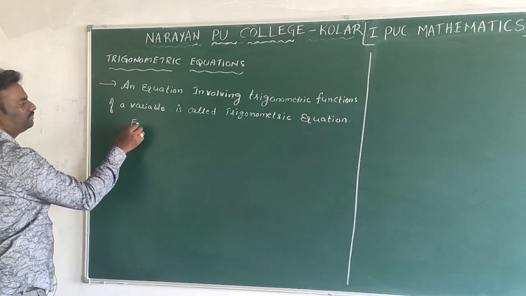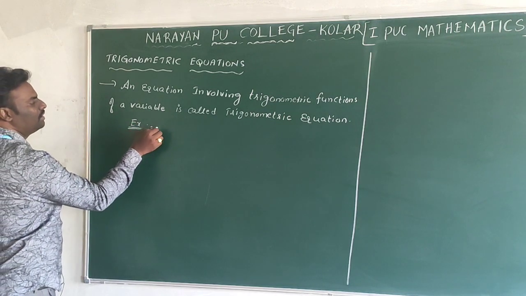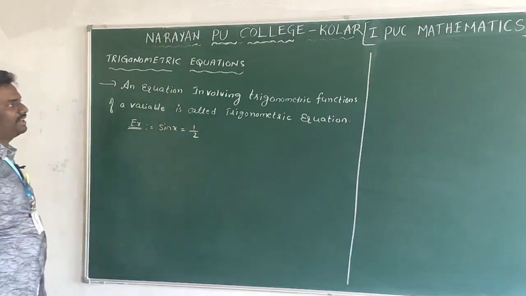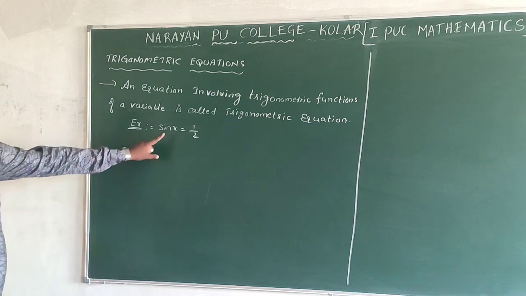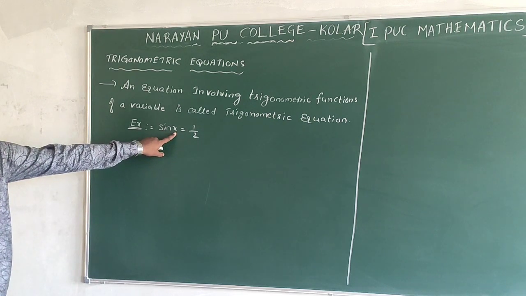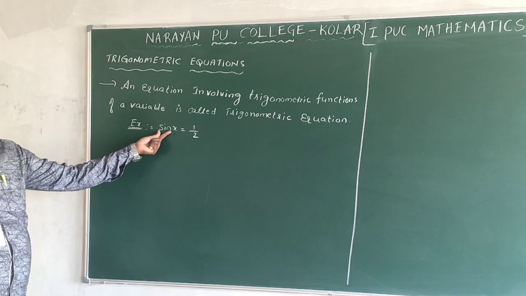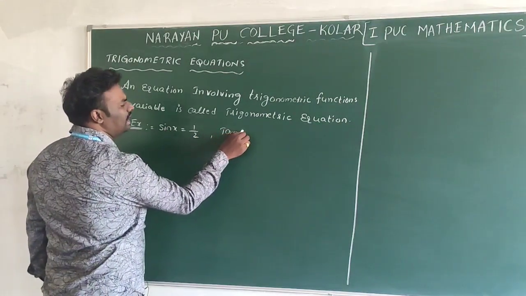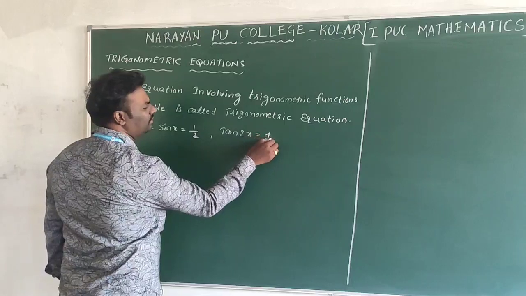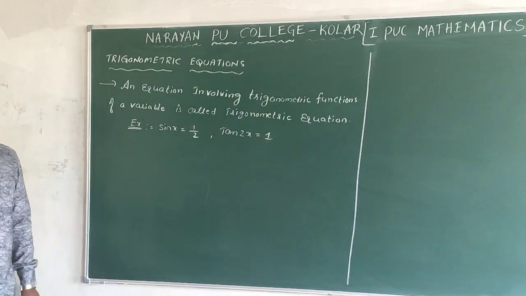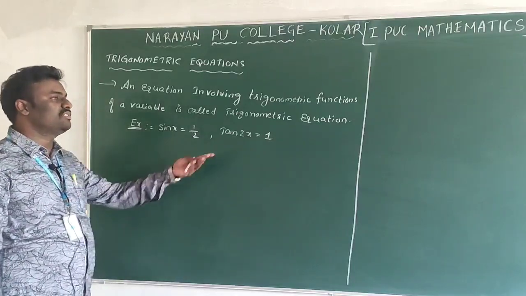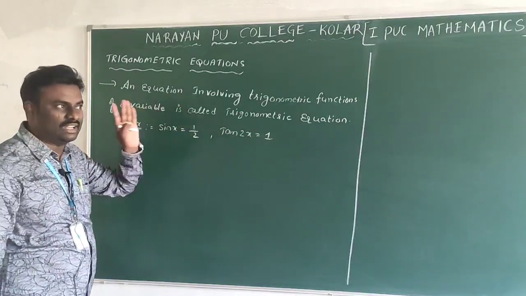For example, sin x is equal to 1 by 2 is an example for a trigonometric equation. So here what is the variable? x is the variable and the function is sin. Or you can write like this: tan 2x is equal to 1. It is also an example for a trigonometric equation. Here also the variable is x and the function is tan.